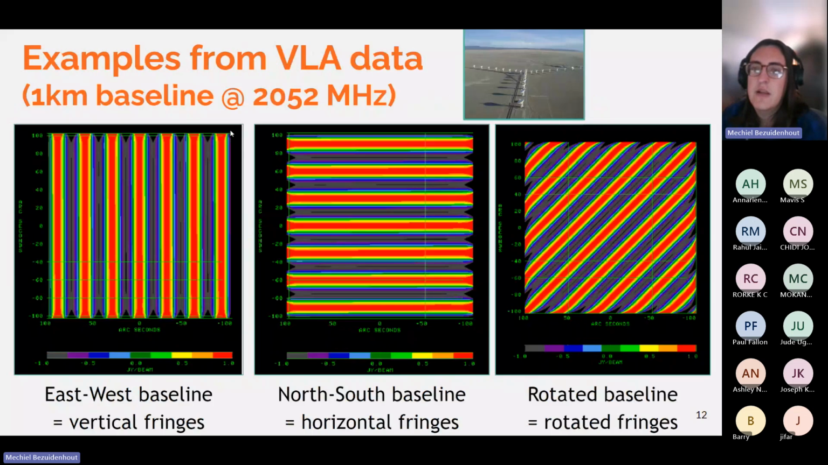So now let's look at some examples from real VLA data, the Very Large Array in New Mexico in the US. If you haven't seen a picture of the VLA, it's shown at the top there. It's this array of dishes that are arranged into 3 legs, basically, of an interferometer. And if you use a baseline that's 1 kilometer long, so 2 dishes 1 kilometer apart, if they are arranged east to west, then you get these vertical fringes. If they are arranged north to south, you get these horizontal fringes. But if they're rotated, you get rotated fringes. So the orientation of these fringes is related to the orientation of the baseline. Makes sense.